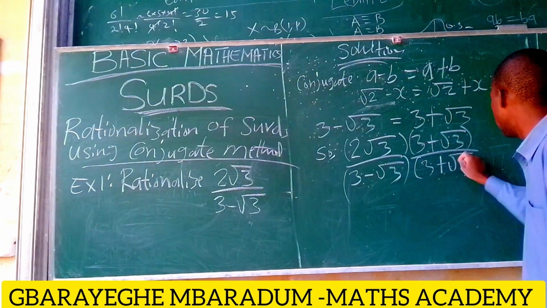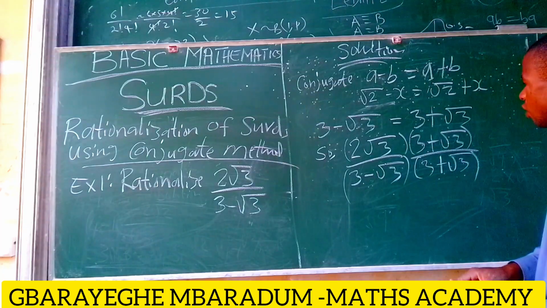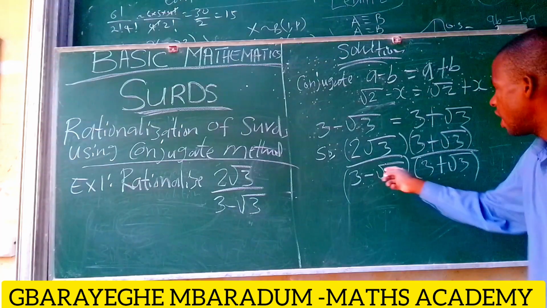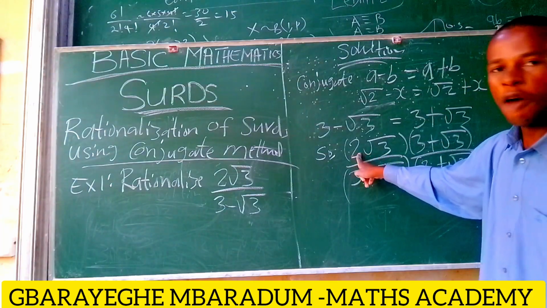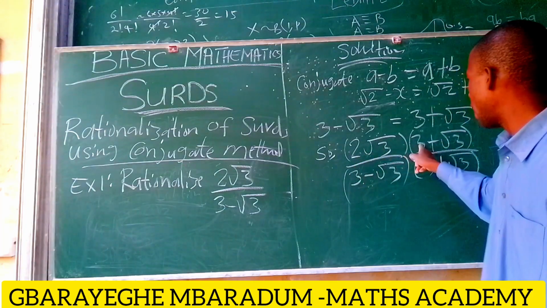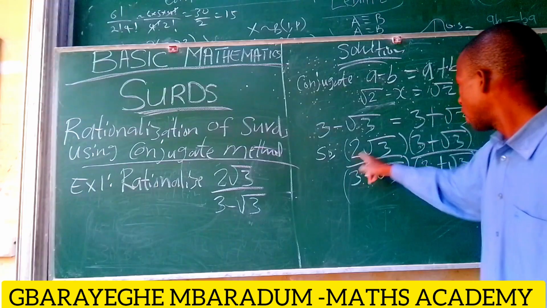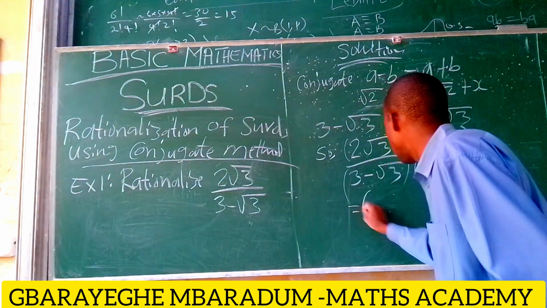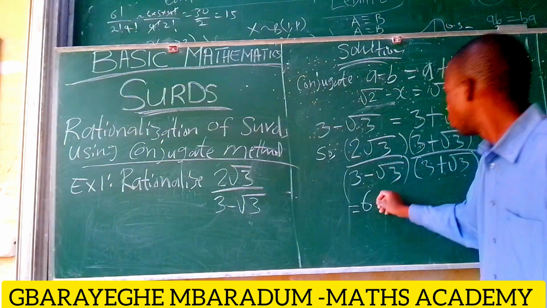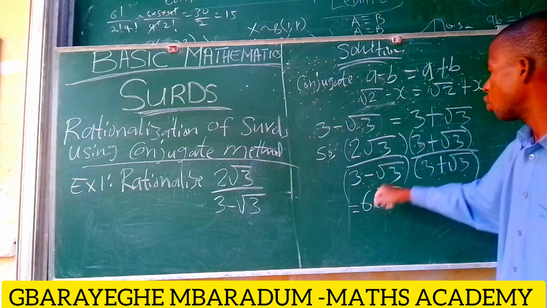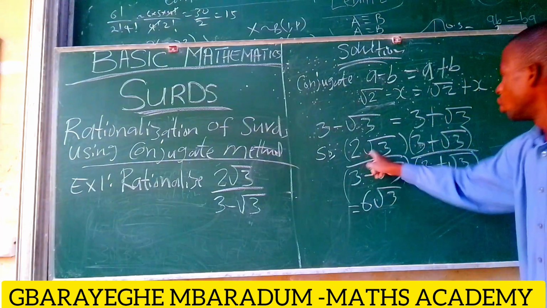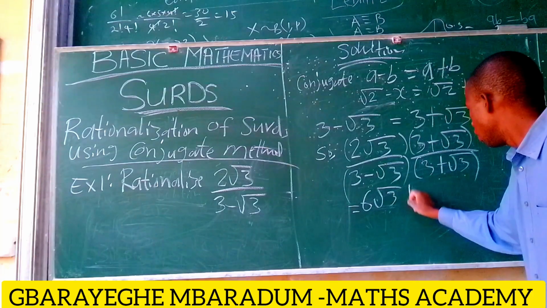Plus what? Root 3, right? Now at this point in time, let's start to expand this. You know that this is in one form, 2 root 3. 2 root 3 multiplied by 3 is what? 2 times 3 is 6, right? Root what? Root 3, since there is root 3 here. 2 root 3 times 3 is going to give us 6 root 3.